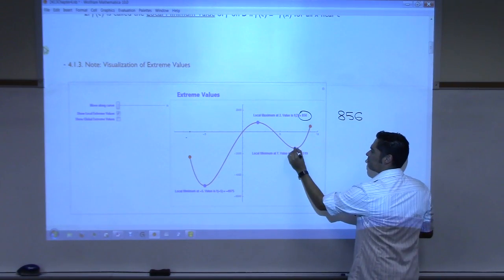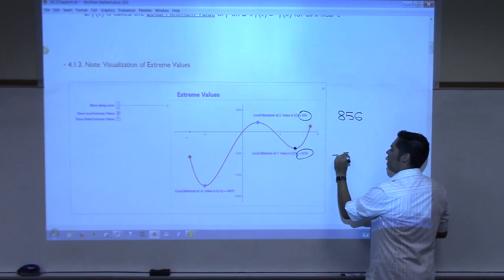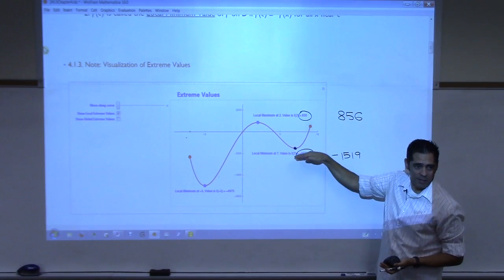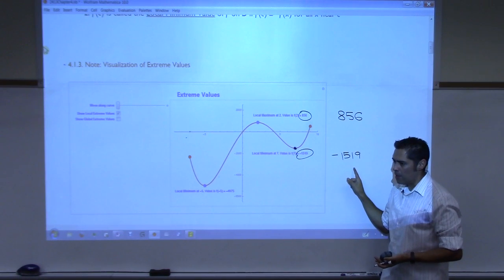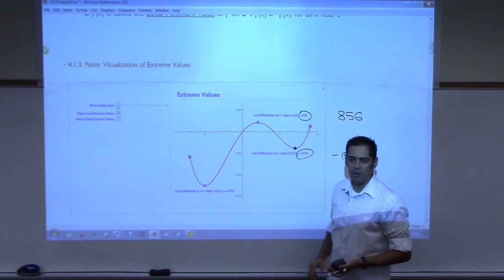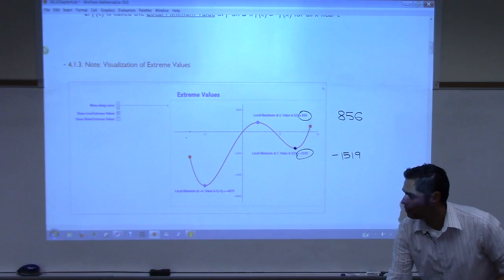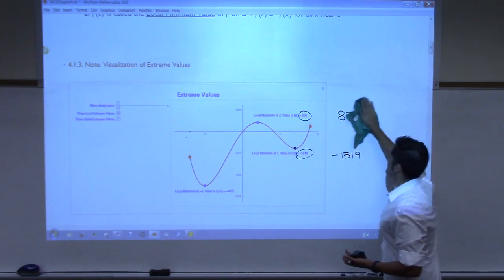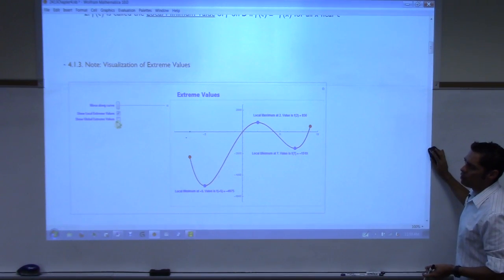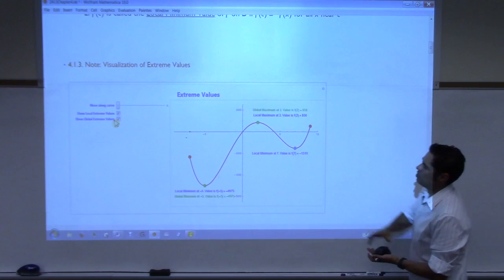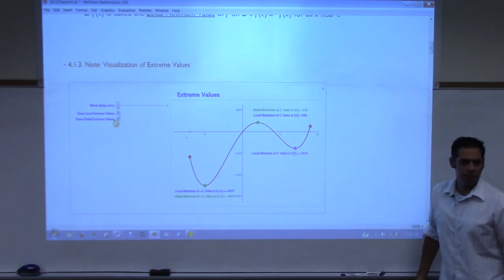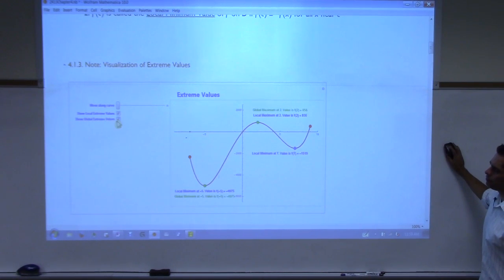This right here, negative 1519. That's how high it is. So it's below the x-axis. Locally, that's the lowest point. And then over here, locally, this is the lowest point. It's negative 4,975. Got it? Now, I can also superimpose on here the global extremes, which would be just this point and this point, right? We good? I'm going to move to a different example.